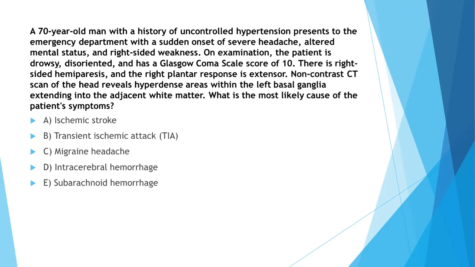On examination, the patient is drowsy, disoriented, and has a Glasgow Coma Scale score of 10, and there is a right-sided hemiparesis, and the right plantar response is extensor. Non-contrast CT scan of the head reveals hyperdense areas within the left basal ganglia, extending into the adjacent white matter. What is the most likely cause of this patient's symptoms? Ischemic stroke, transient ischemic attack, migraine headache, intracerebral hemorrhage, or subarachnoid hemorrhage.